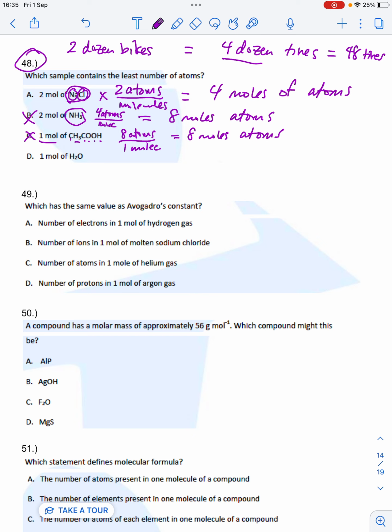And the last one, 1 mole of H2O. In H2O, there are 3 atoms per molecule. So if I have 1 mole of water, I have 3 moles of atoms. And 3 moles of atoms seems to be the lowest number. So 4 is too high. Therefore, the answer is D.